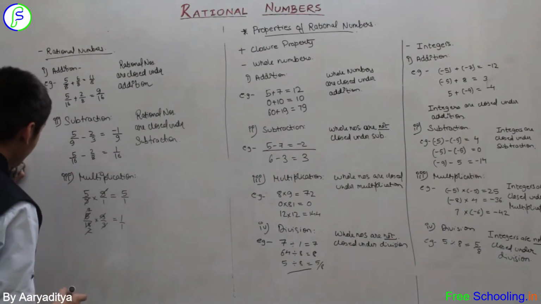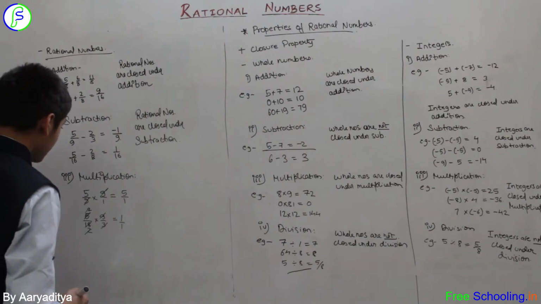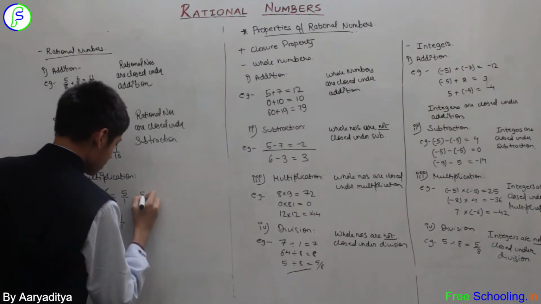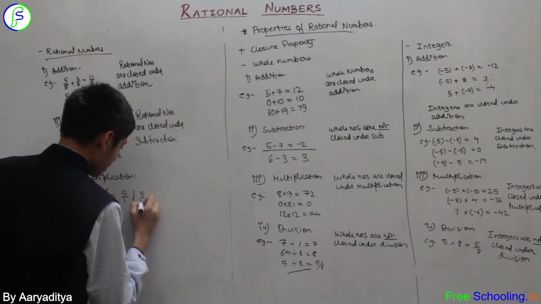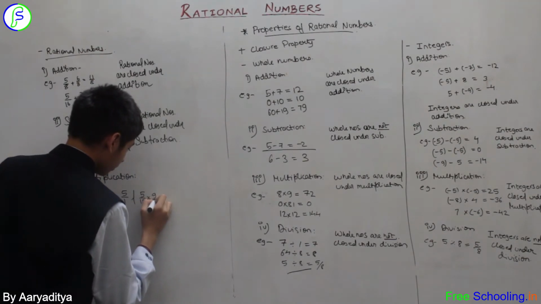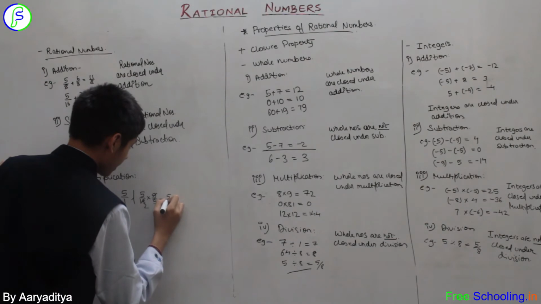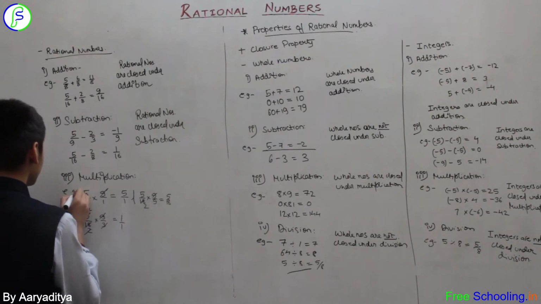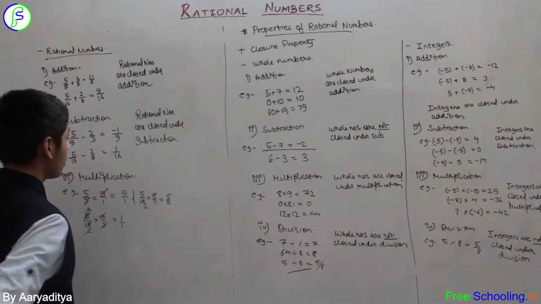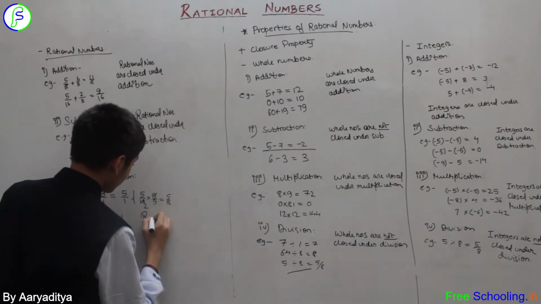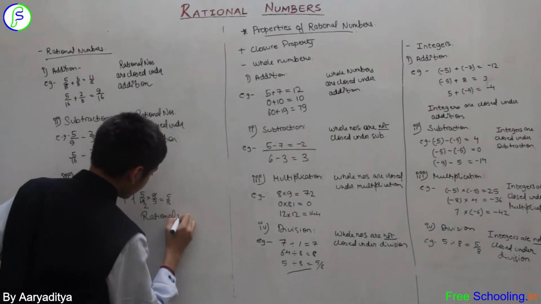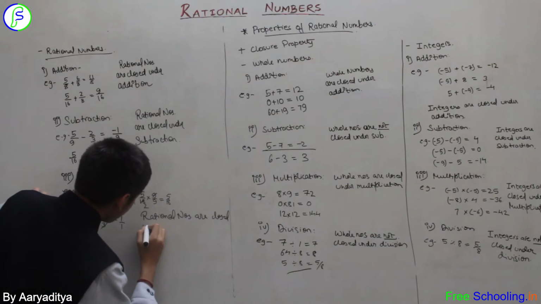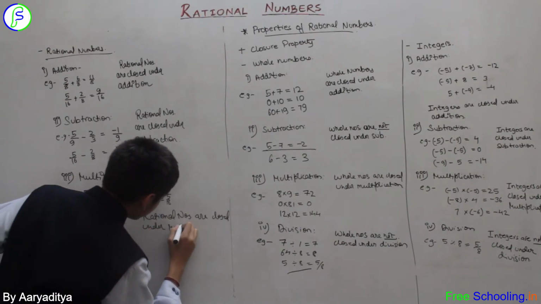Let me give you one more. We will get 5 by 18, that is a rational number too. So the following examples satisfy that rational numbers are closed under multiplication.